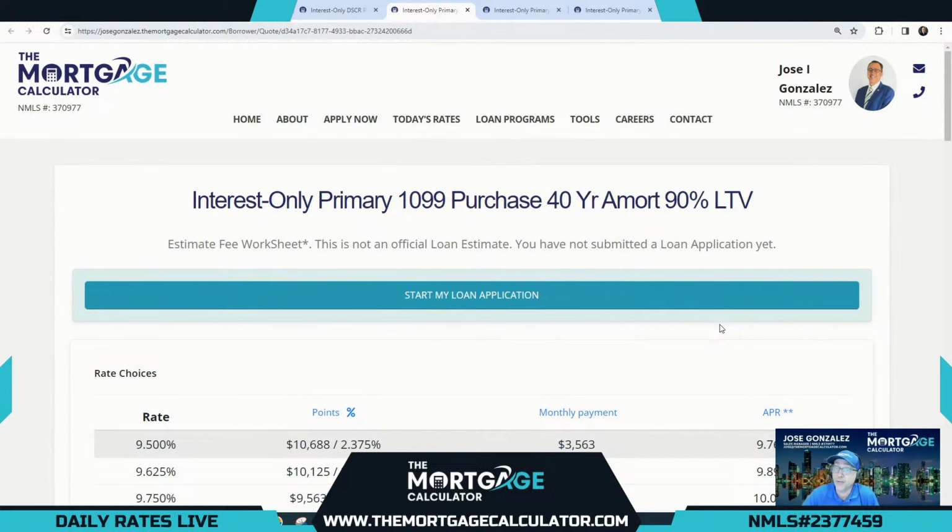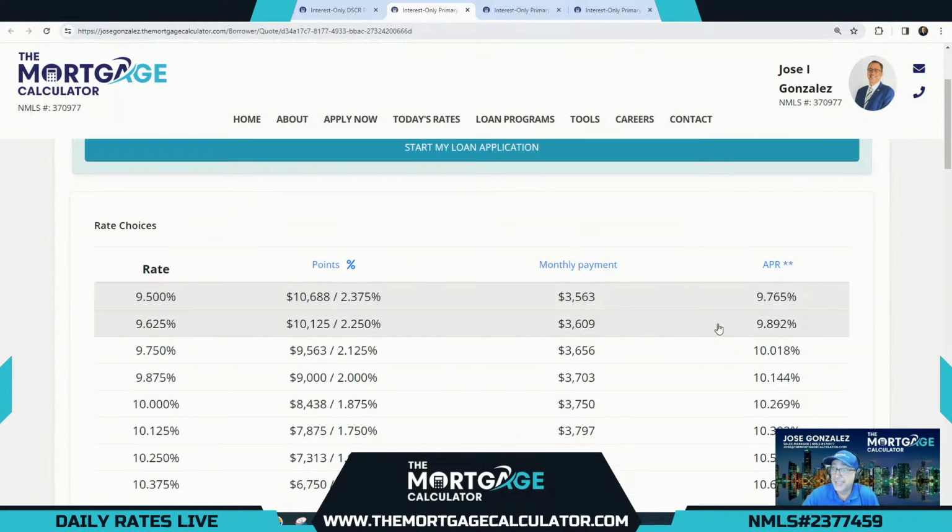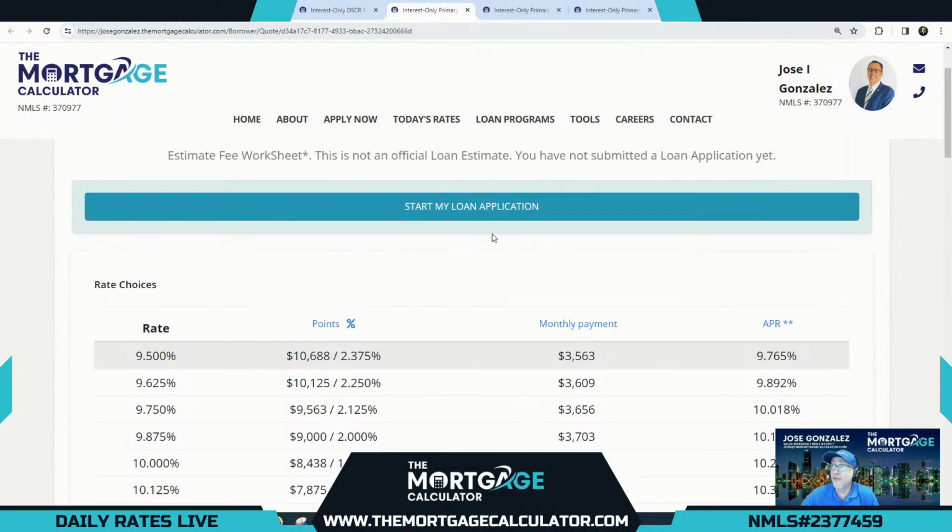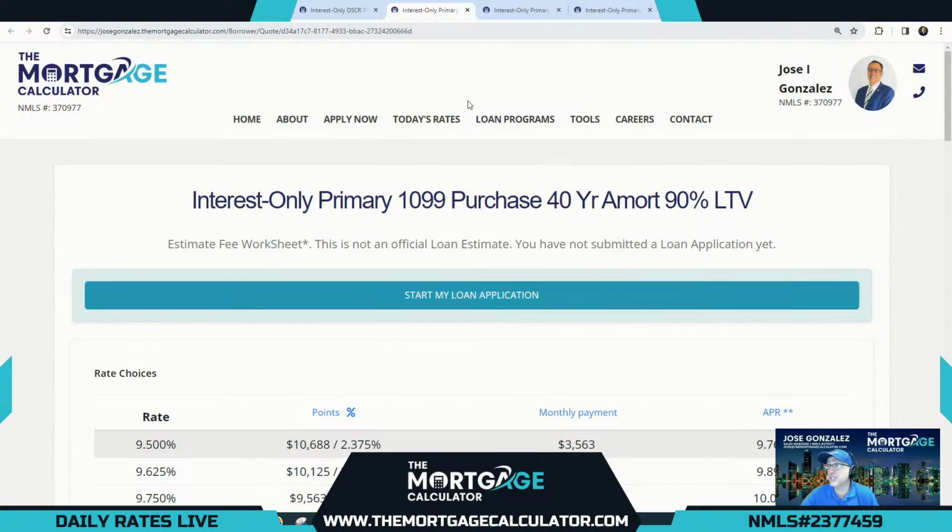So that's the difference. Now, the 40-year does have a little bit of a higher price than the 30-year, again, because of the depth of the market offering 40-year versus 30-year. There's more 30-year options than 40-year options, also a little bit higher risk for the 40-year option, hence higher interest rates. 10.375 is our lowest cost option, and you can buy that down all the way to 9.5% for our 40-year amortization interest-only loan. That's a super low payment there.